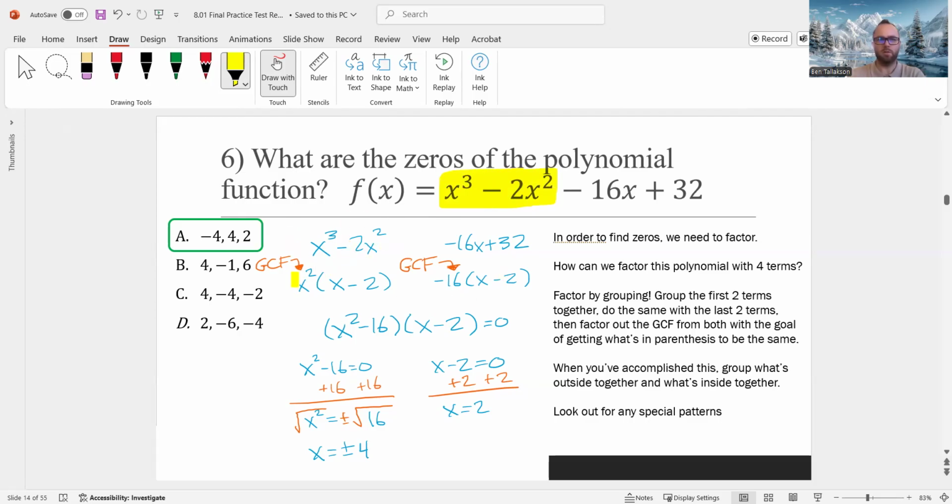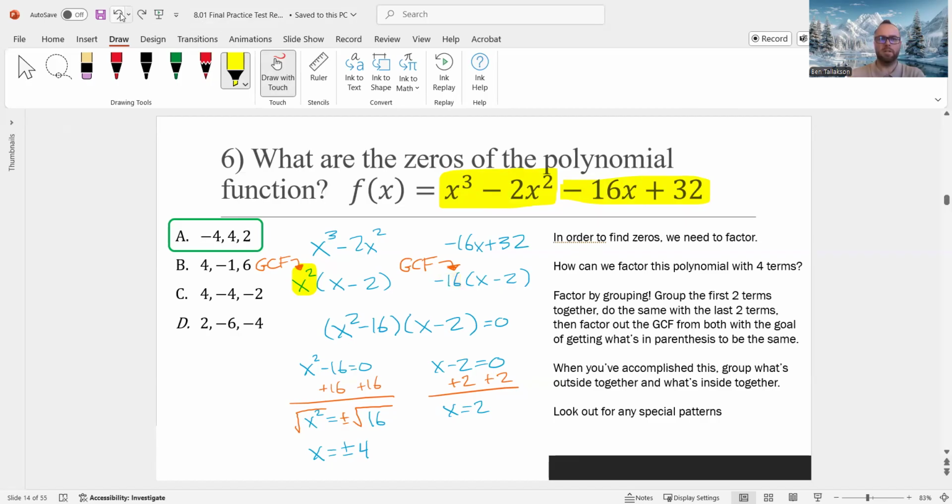We take that term, we factor out the GCF. Then we ask ourselves, what would x squared have to be multiplied by to get x cubed and to get negative 2x squared? Well, it'd have to be x minus 2. Same thing with the second group. Over here, we're going to group these together, factor out that GCF, which is negative 16.